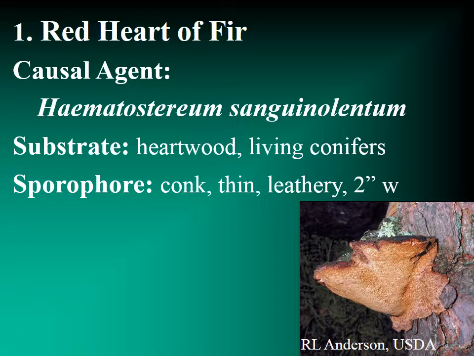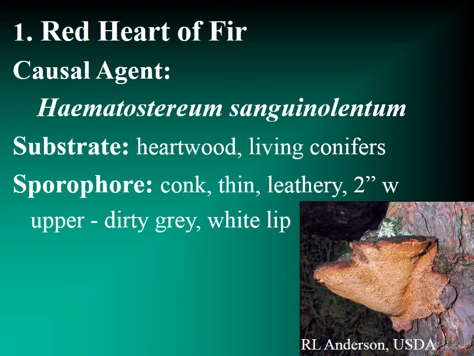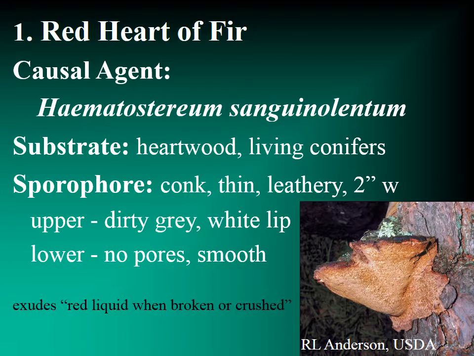The sporophore is going to be small, leathery, about 2 inches wide. It's a little conch. The upper is going to be dirty gray with a white lip, and the underside will be smoothish. If you scratch this, it will look like it bleeds red. That's where sanguine comes from.